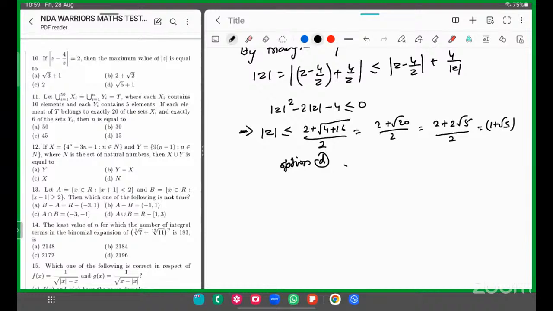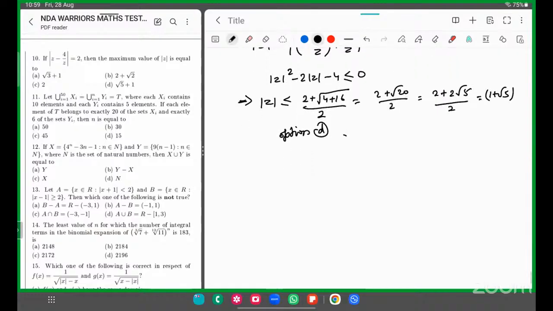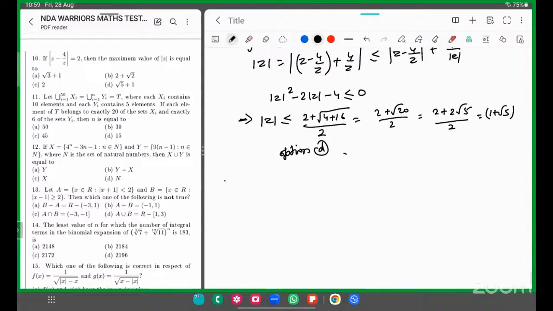Just see. Let Ui, i equal to 1 to 50, Xi, union of Ui equal to n, Yi, union equal to T, where each Xi contains 10 elements, each Y contains 5 elements. If each element of T belongs to exactly 20 of the sets Xi and exactly 6 Yi, n will be equal to what? Okay, sorry. Question number 11. First of all, we need to find out how many elements set X is having. ठीक है? So Xi will be having 1 से लेके 50 तक उन्होंने बता रखा है, और हर Xi के पास 10 एलिमेंट्स है. इसका मतलब 50 into 10 that is equal to 500 elements तो Xi के पास हो गया.